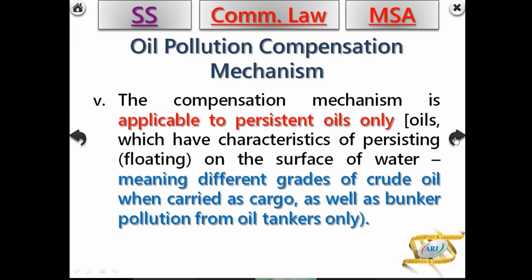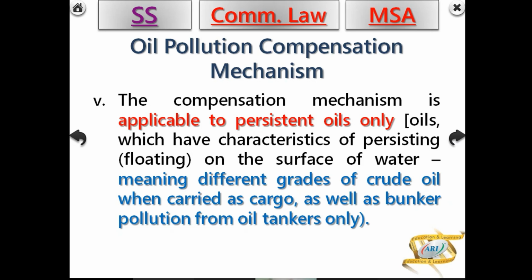What is persistent? The word persistent comes from the word persist, to exist for a long period of time. So in this case, oil that has characteristic to float on the surface of water for a very long time. And there is only one type of oil which has that characteristic, different grades of crude oil. So this compensation mechanism is applicable in case of crude persistent oil, I mean crude oil pollution only. So therefore, we are only going to be dealing with one type of ship to which this oil pollution compensation mechanism is applicable, and that is crude oil tankers only.